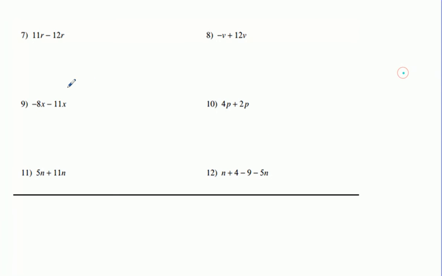Okay, here we go. 11r minus 12r. Again, you're just putting this right in your calculator. 11 minus 12 is negative 1. Negative 1 what? Negative 1r. I'm going to put a little 1 here. Negative 1 plus 12 makes 11v. Negative 8 minus 11 makes a negative 19x.